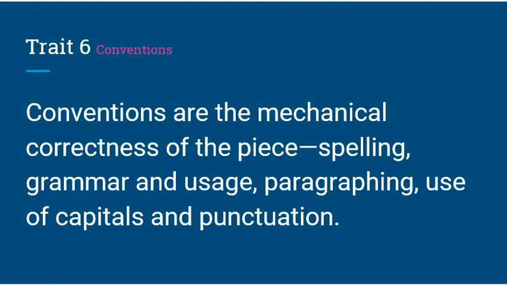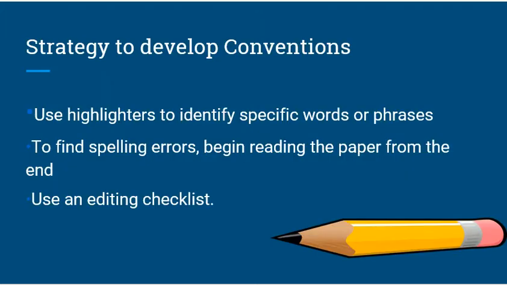Conventions are the mechanical correctness of the piece: spelling, grammar and usage, paragraphing, use of capitals and punctuation. This is actually after you write, you have to check whether your writing is error free, whether the punctuation is in the proper place, capitalization is proper. You have to make a checklist to see whether everything is in order. So how can you do that? Use highlighters to identify specific words or phrases. To find spelling errors, begin reading the paper from the end and use the editing checklist.